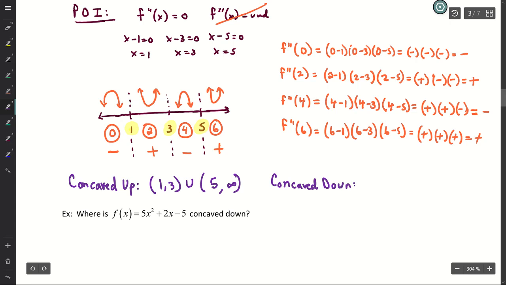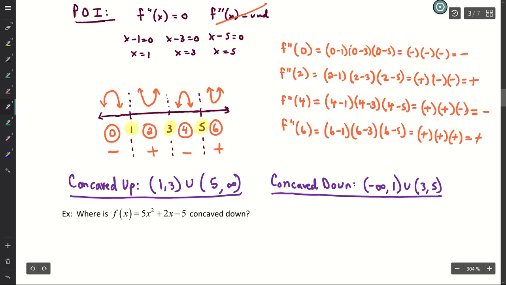On this one, concave downward looks like from the left of -1. So that would be negative infinity. I'm sorry, not -1, +1, to the left of +1. And then union also looks like between 3 and 5. Okay, so on that one, these two are what they're looking for as their final answers.